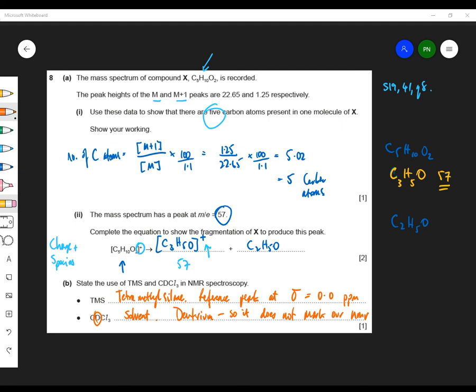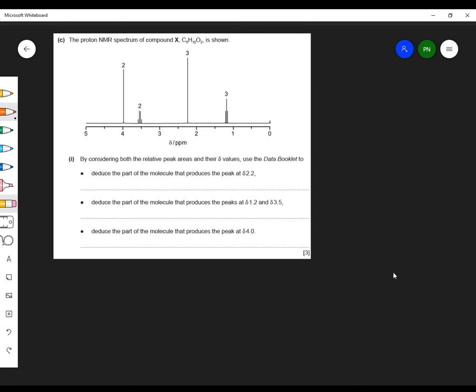Let me pause this. This one shows a spectrum of C5H10O2, and there we get the spectrum. By considering both the relative peak areas and their delta values, use the data booklet to do these 3 things. We're obviously going to have to find out the structure of the compound. You can do this the way it suggests here using the data booklet, or the wrong way, and I'm going to do it the wrong way, because I find this better.